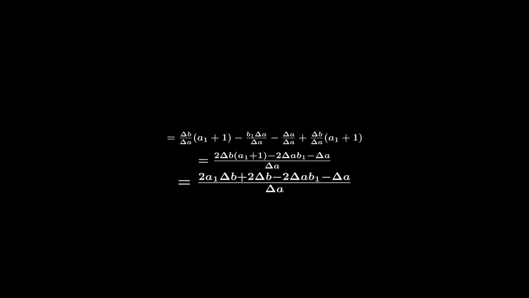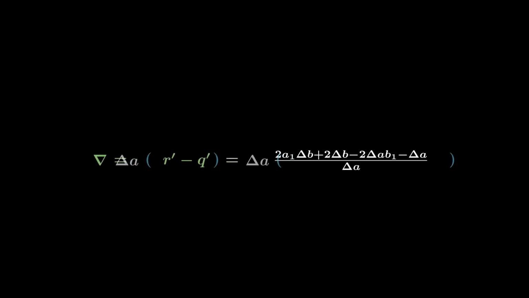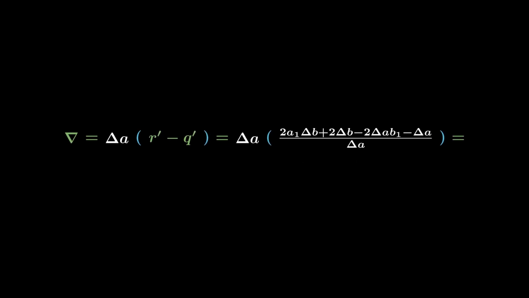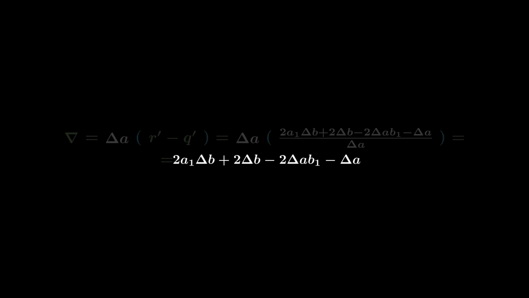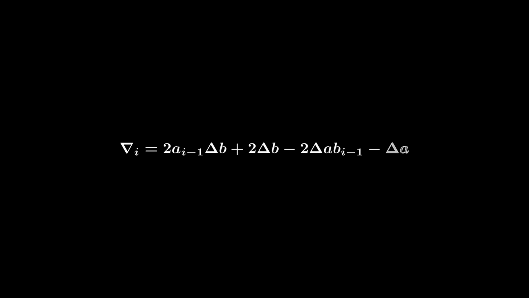We want to have as little division as possible, as it is more computationally expensive than subtraction or addition, so to avoid it, let's once again redefine our nabla as delta A times R' minus Q'. Writing that out only in terms of the coordinates of the previous point chosen and delta A and delta B, we get this equation. Instead of using A1 and B1, let's rewrite the indices to make everything look a bit more like computer code rather than some maths.